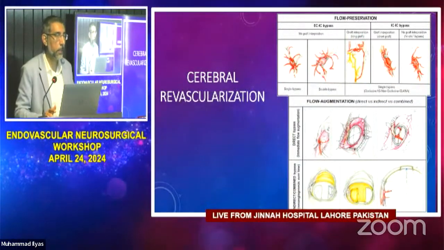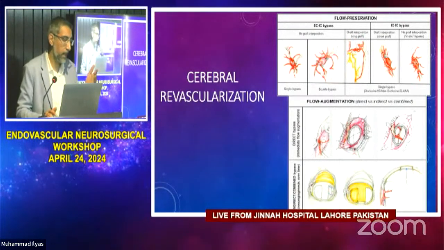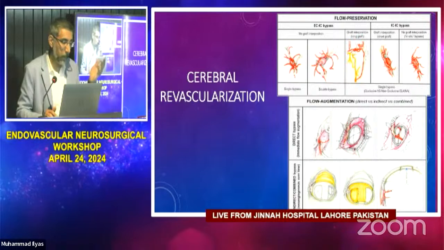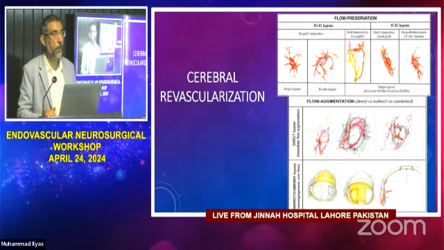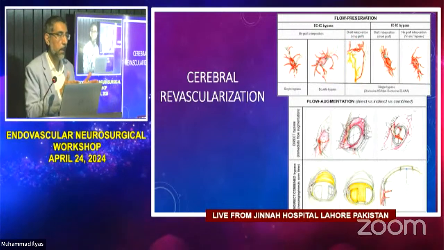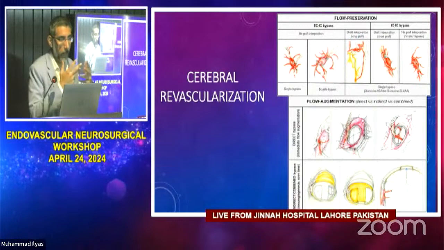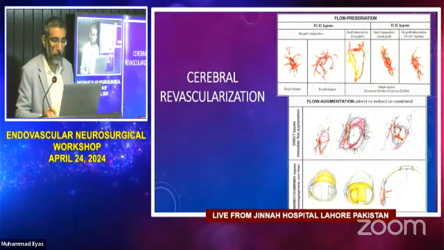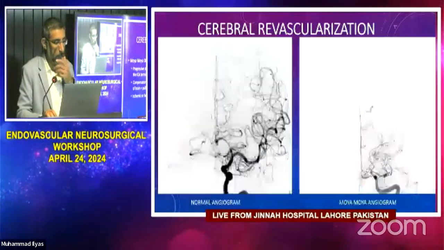Flow augmentation is like, let's say somebody has moyamoya disease, and obviously they're getting symptoms of TIAs and strokes and whatnot. You can augment their blood flow by taking STA. Or in flow preservation, if you have to really sacrifice a blood vessel for aneurysms, then you have to preserve the flow. Then you mostly do high flow bypasses. As I said, mostly it's for moyamoya disease.